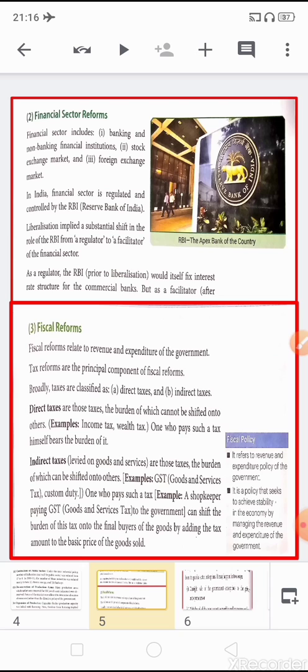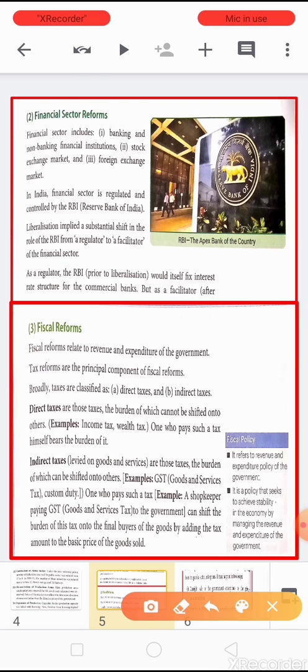Now, the next one is financial sector reforms. Children, financial sector reforms basically include the banking and non-banking financial institutions, the stock exchange market, and the foreign exchange market.